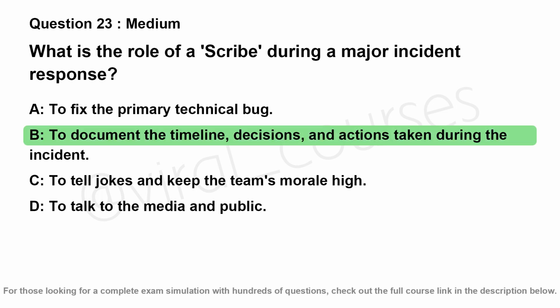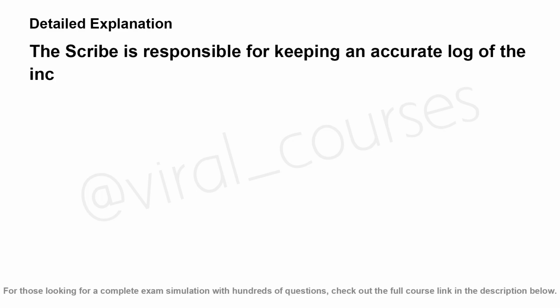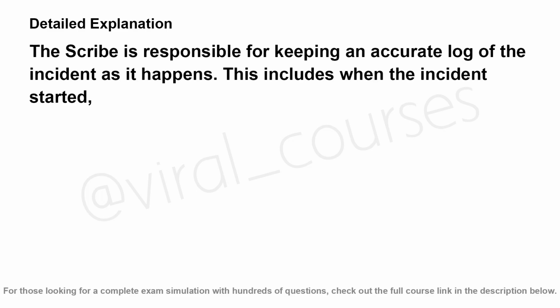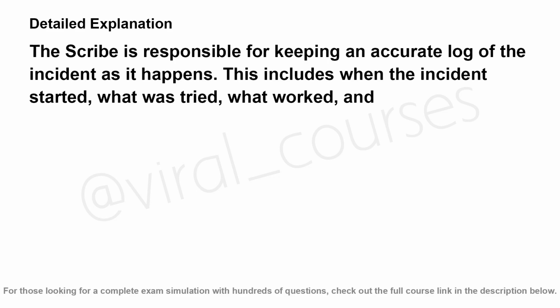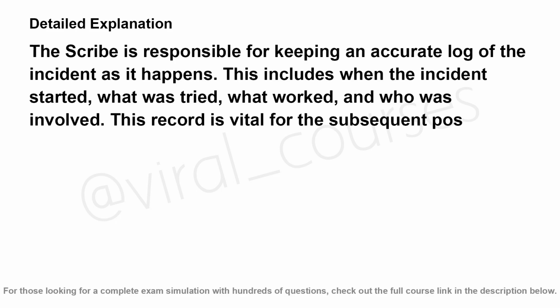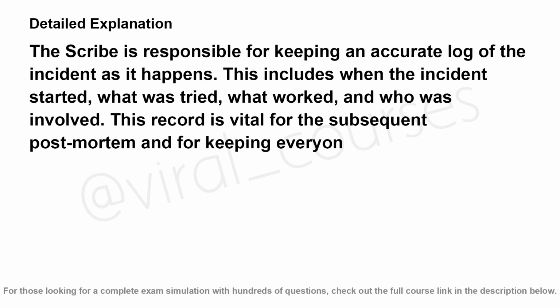The correct answer is B. The scribe is responsible for keeping an accurate log of the incident as it happens. This includes when the incident started, what was tried, what worked, and who was involved. This record is vital for the subsequent post-mortem and for keeping everyone informed during the incident.